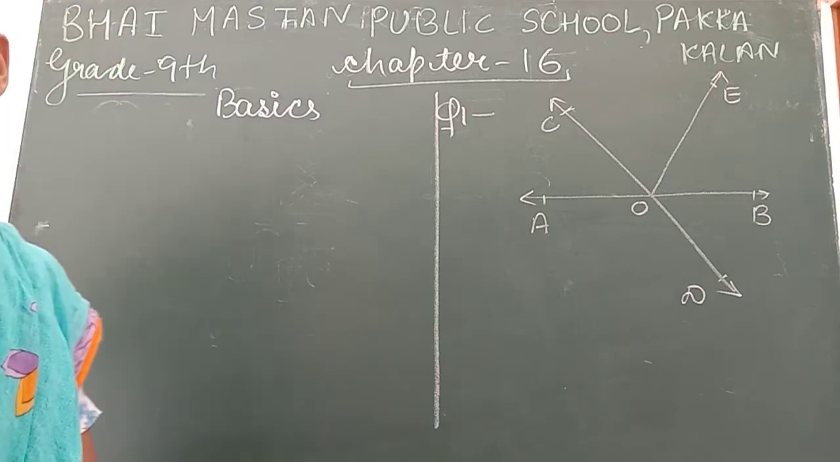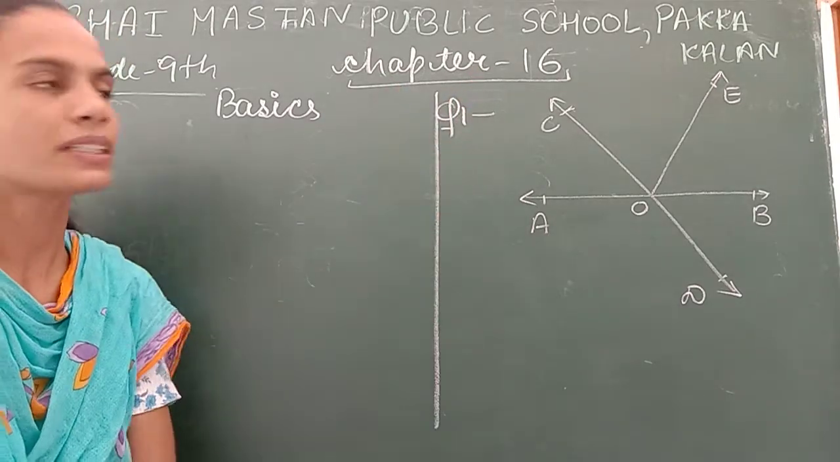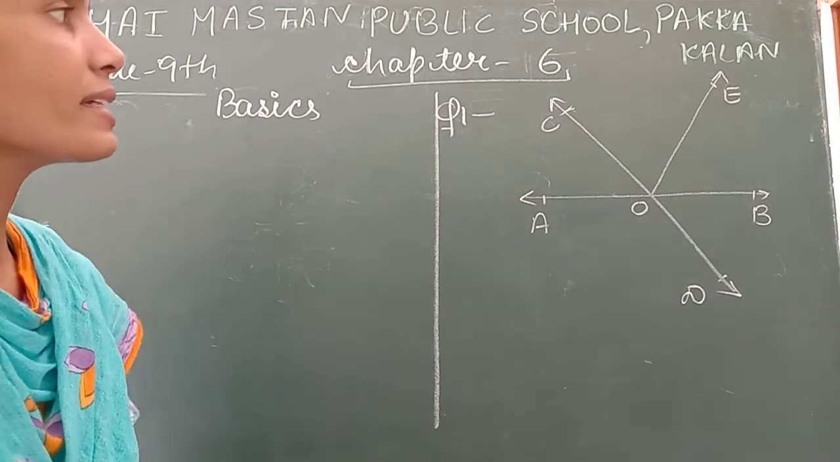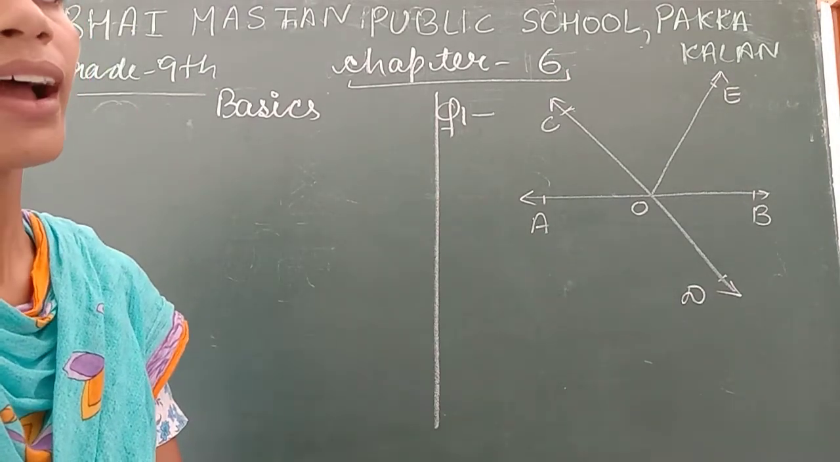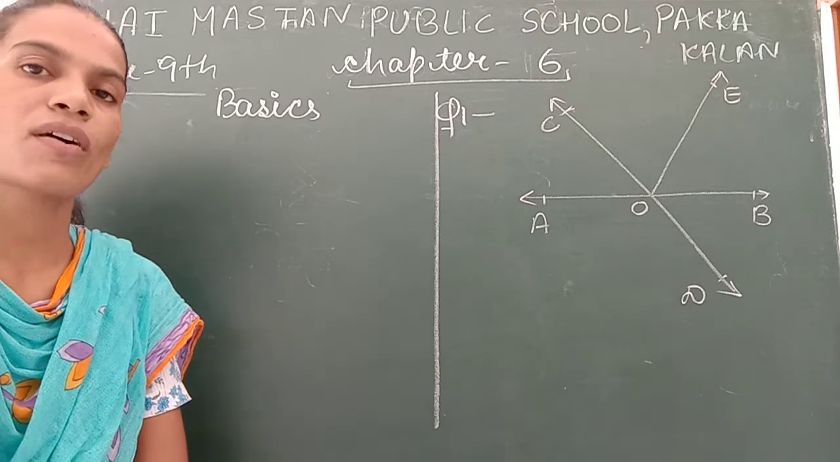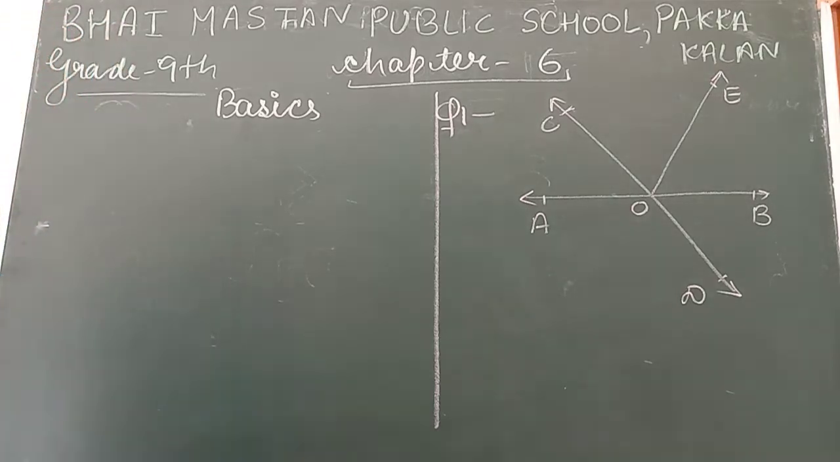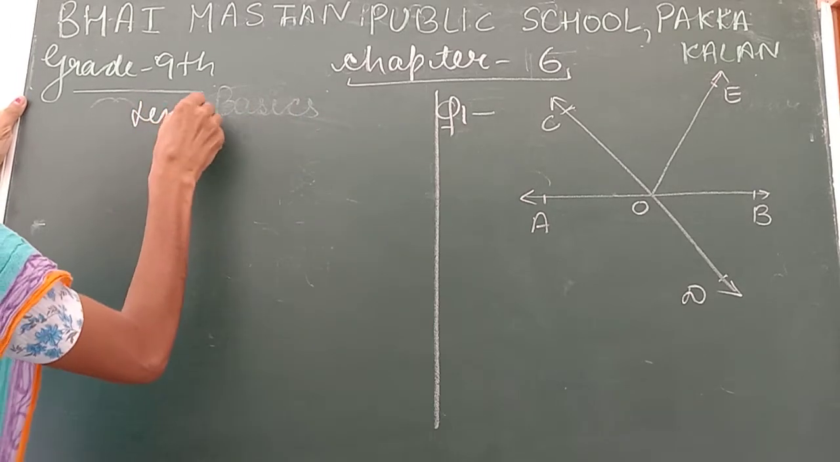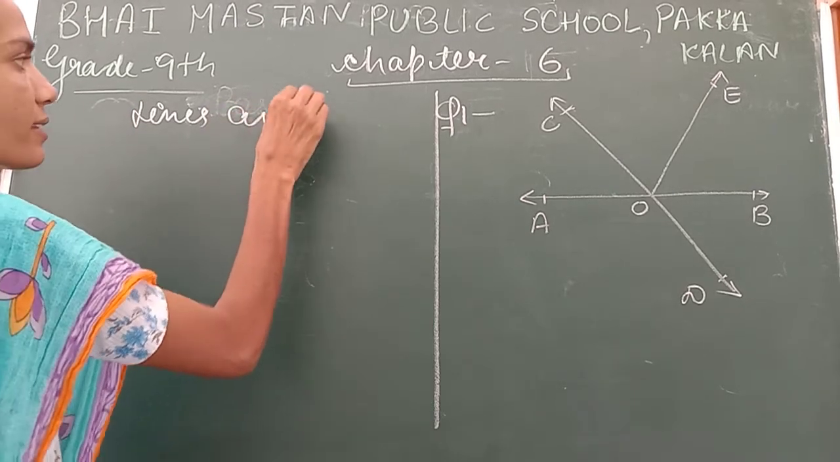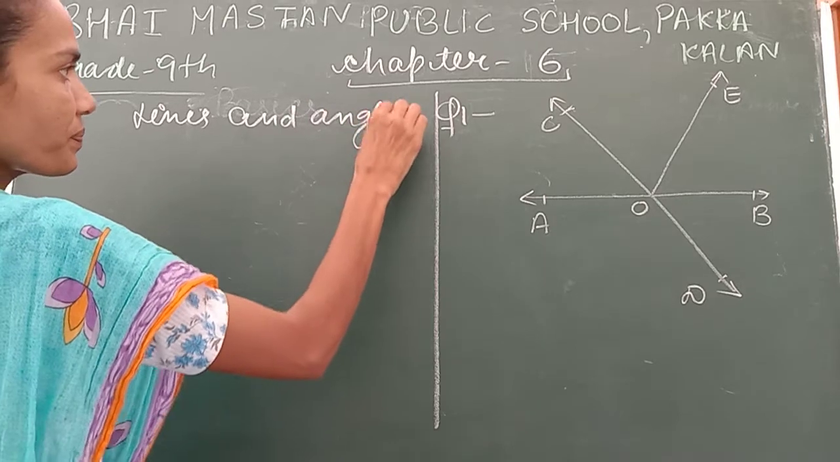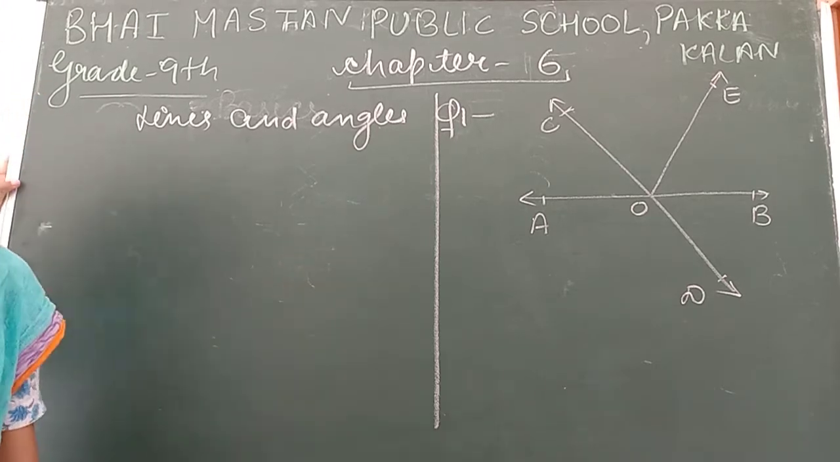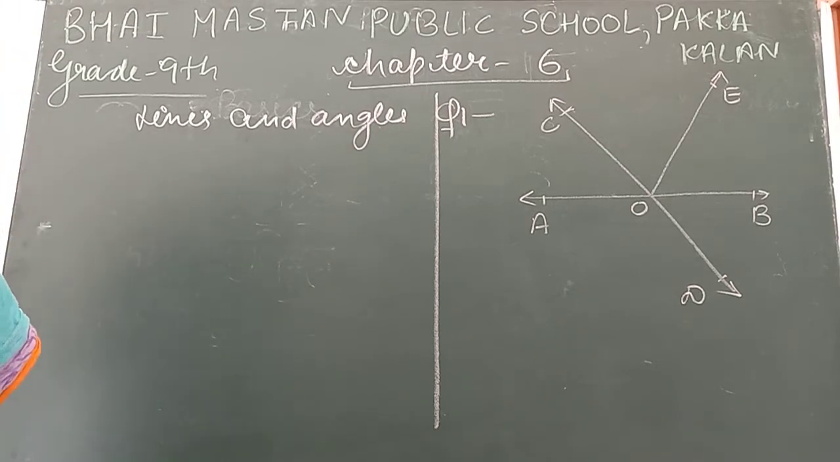And today we are going to start chapter number 6. This chapter is based on angles. The name of the chapter is Lines and Angles. In this chapter we will discuss lines and angles, lines which make angles.